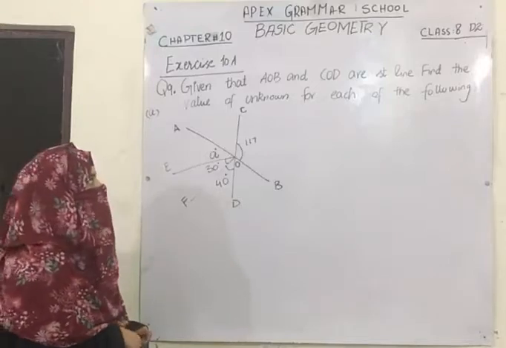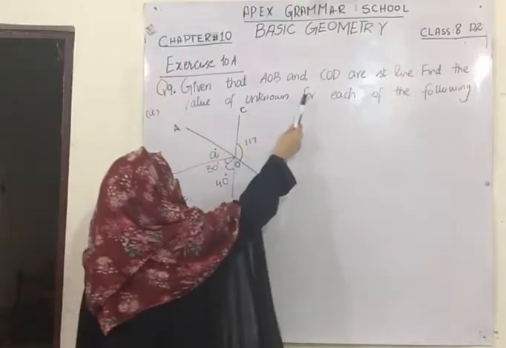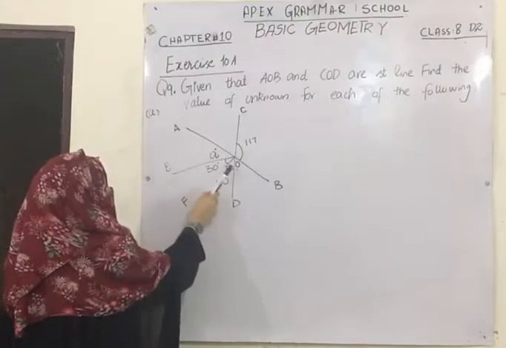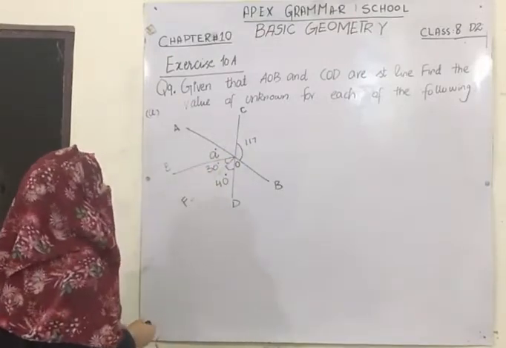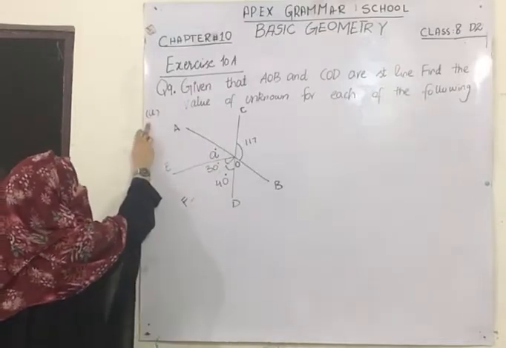Question number 9. In question number 9, you are given that AOB and COD are straight lines. Find the value of the unknown for each of the following. There are two parts in this question. First, I am going to solve the A part.